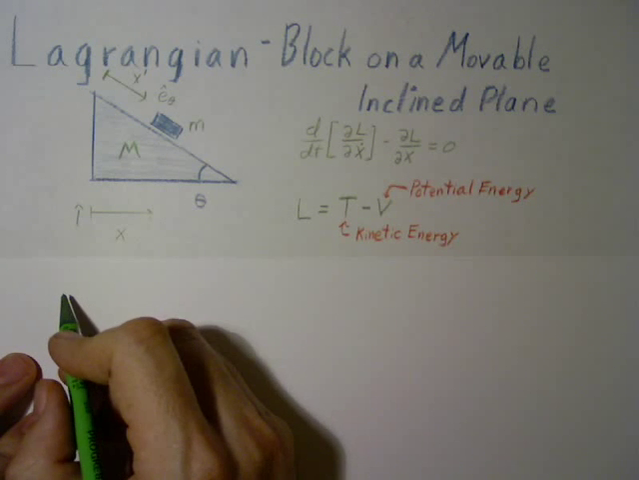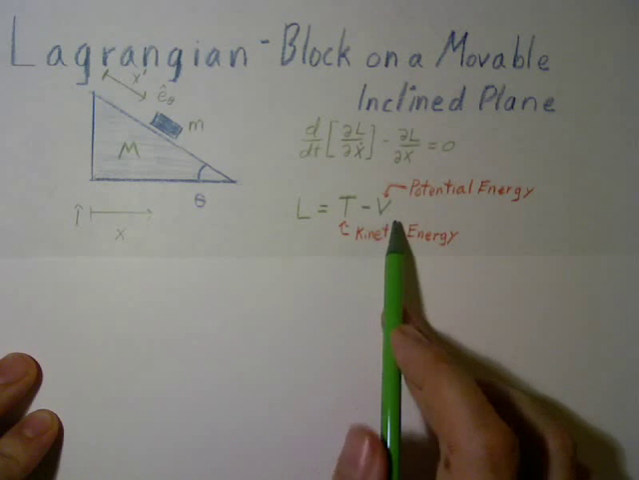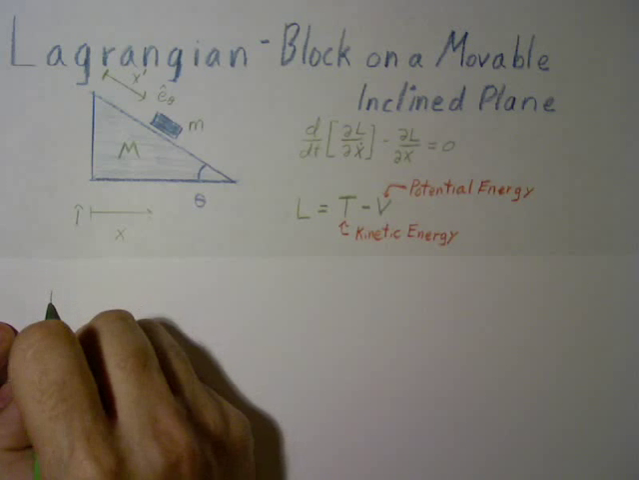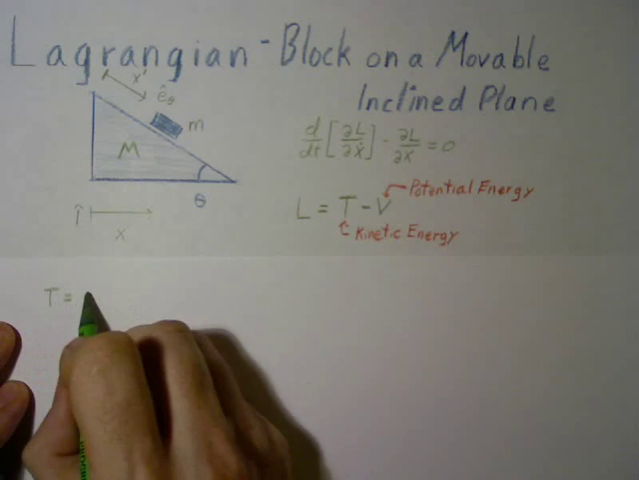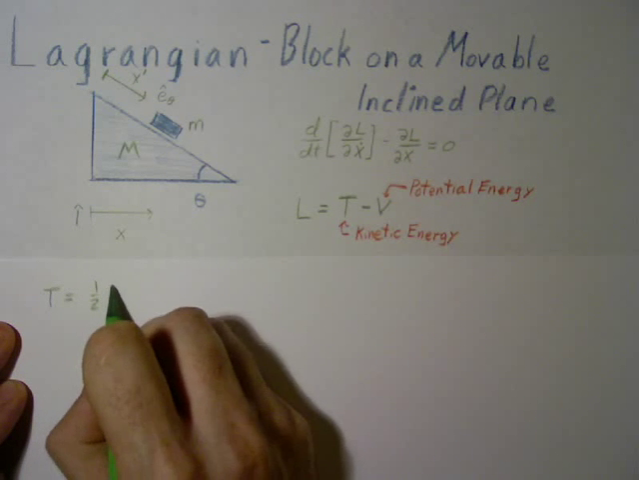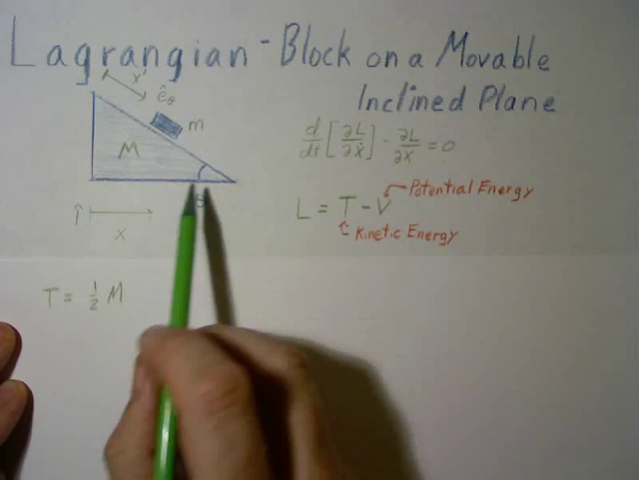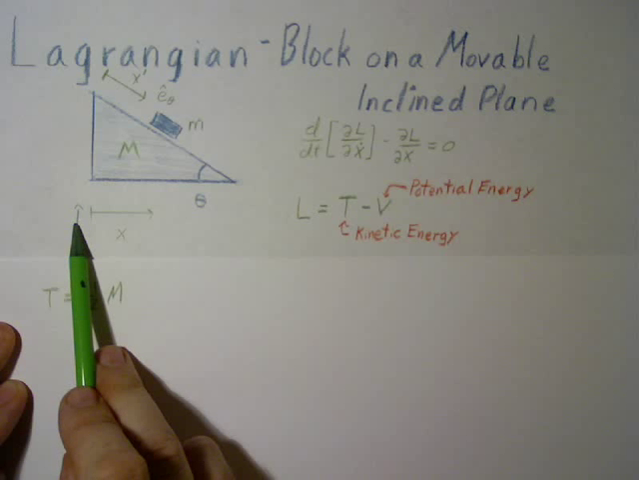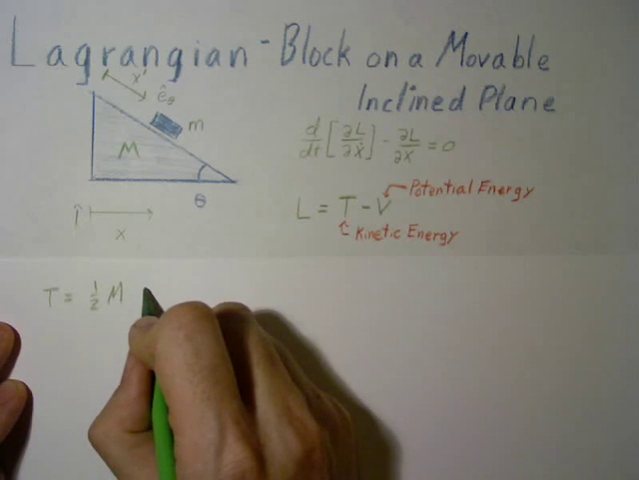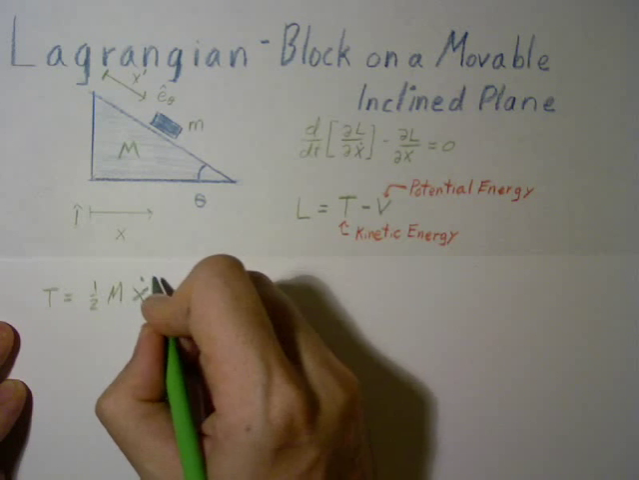So, to start, we find the Lagrangian first. We notice that the kinetic energy is going to be 1/2 the mass of the incline, times the incline's speed, which will be in the i hat direction along the x coordinate. So we'll write x dot squared.